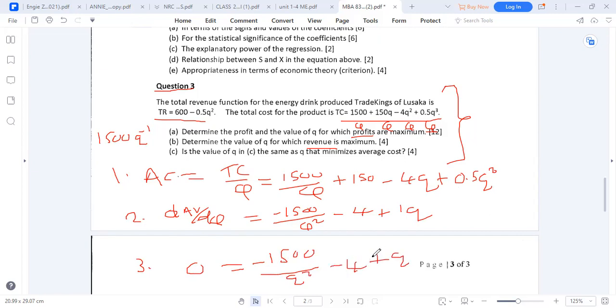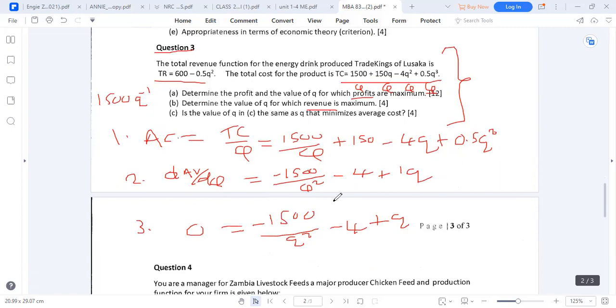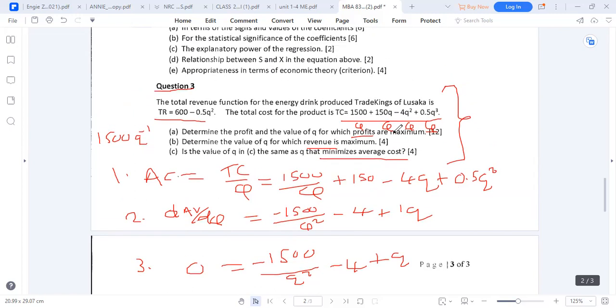So here, this one goes this side. And cross multiply, and we solve for Q. Okay. So this is how we go about this question. They should have given you more marks on this one here. It's a little bit tedious.